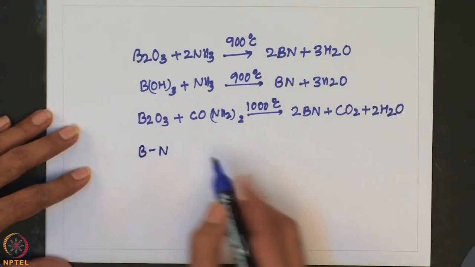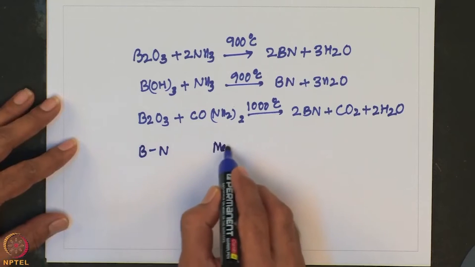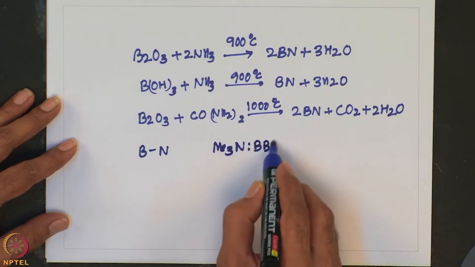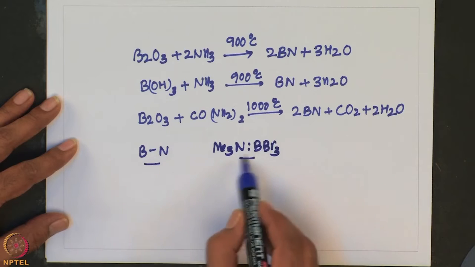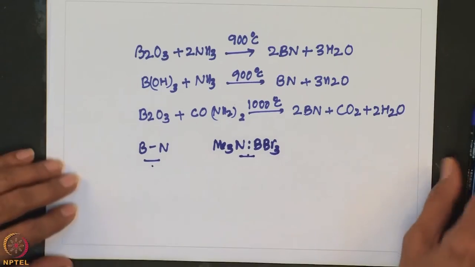And BN bonds are shorter than in adducts such as trimethylamine-BBr3 or others. So the BN bonds in boron nitrides are shorter than those observed in adducts. This distance is shorter than this one, and this distance is longer than this one. So in boron nitrides, BN bonds are shorter.